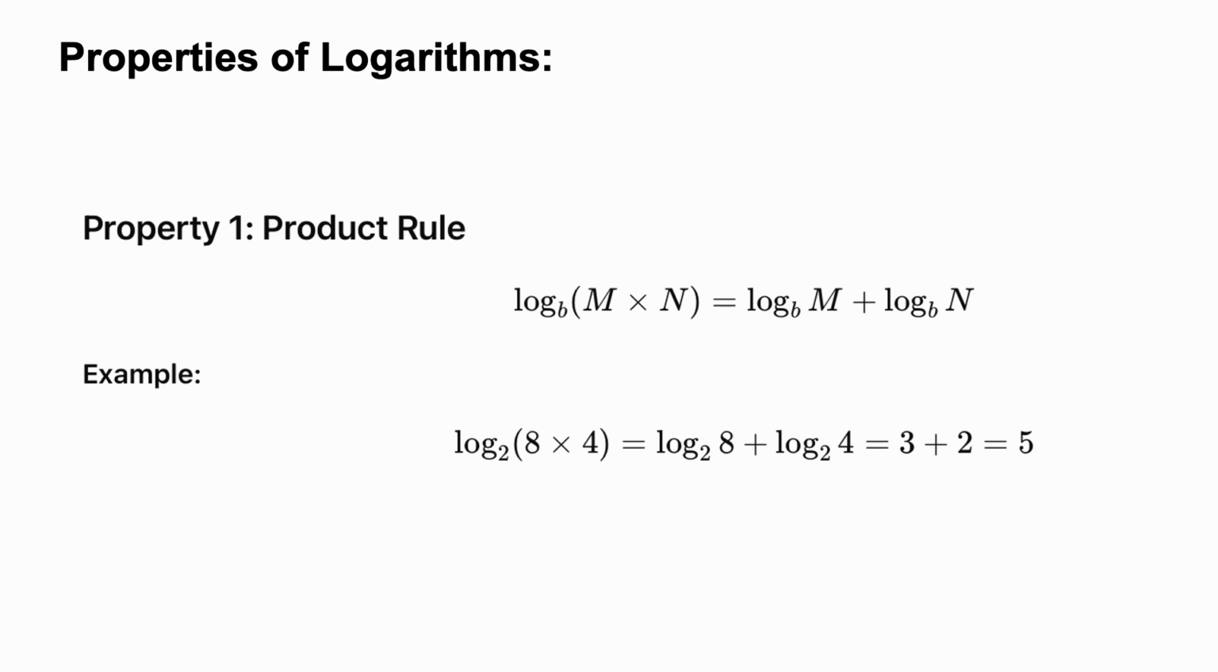Let's start with the products. Rule number 1, multiply inside, split when you're done. Log base b of m times n becomes 2 logs, my clever friend: log base b of m plus log base b of n. Add the logs again and again, like log base 2 of 8 times 4. That's 3 plus 2, we get 5 for sure.